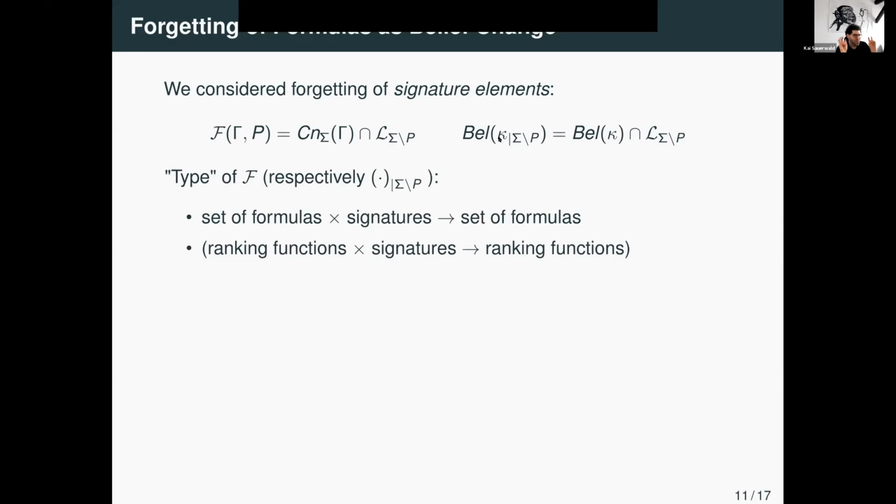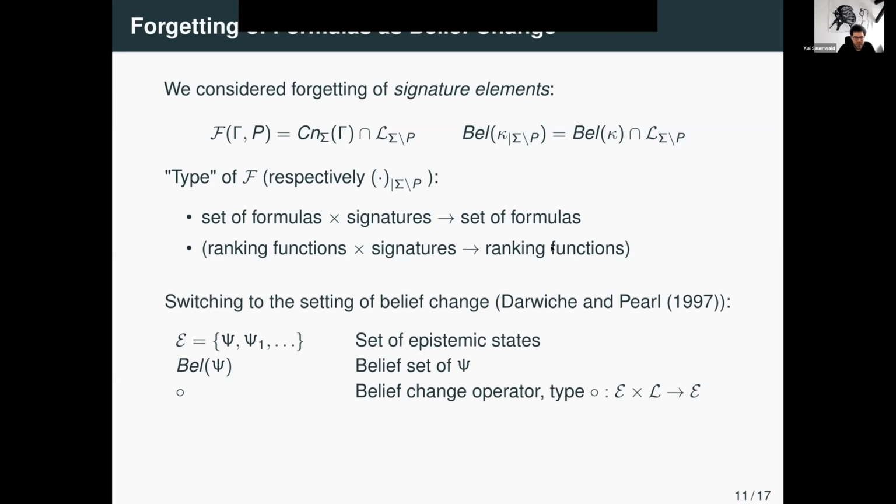And when you look at the types, you have your representation, and then you take a signature and output a set of formulas again, or a set of ranking functions. And belief change is a little bit different. In the very general setting of Darwiche and Pearl, you have this abstraction that you only have a representation of epistemic states, but not saying what they exactly are, except that you assume that they induce some kind of belief set, which is also a deductively closed set of formulas. And belief change operators in that framework are operations of the type that you have an epistemic state, take a formula and output a new epistemic state.